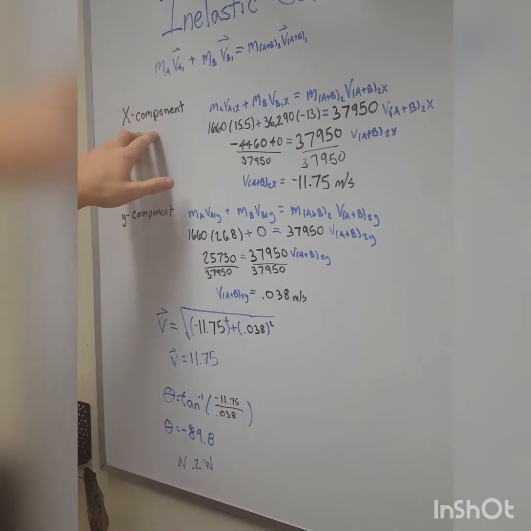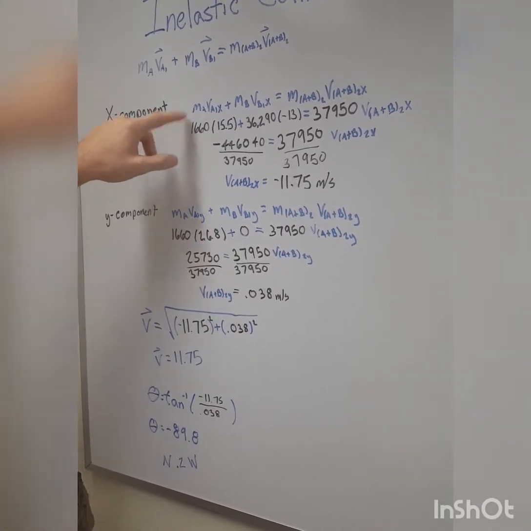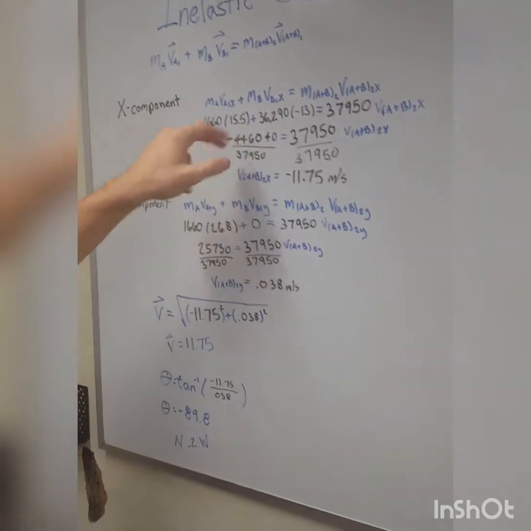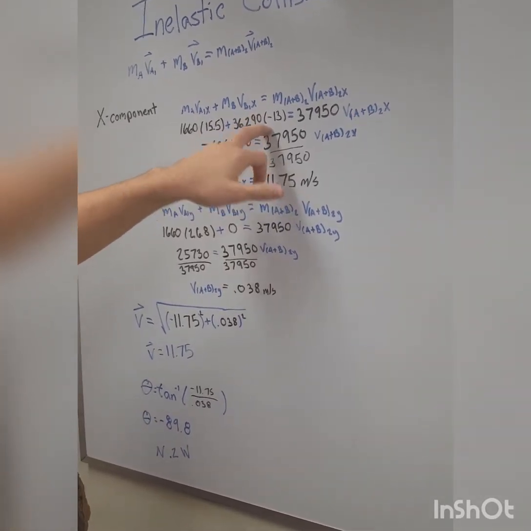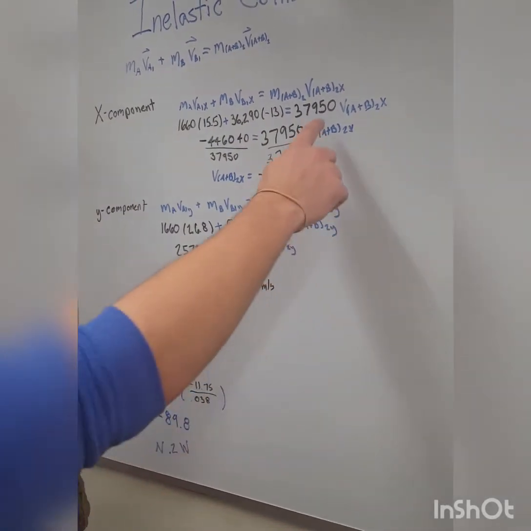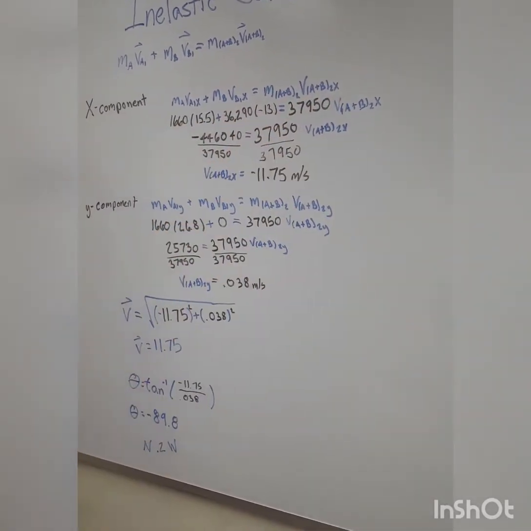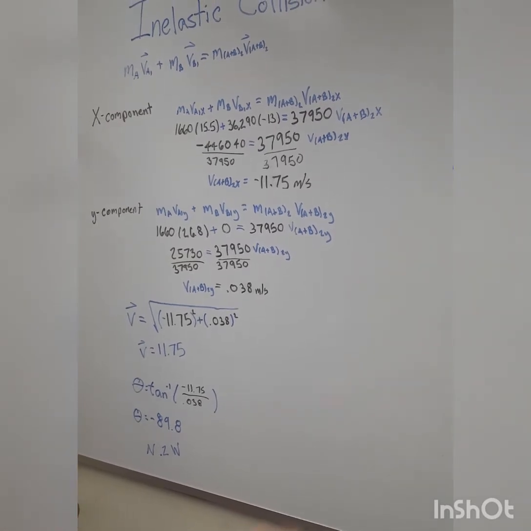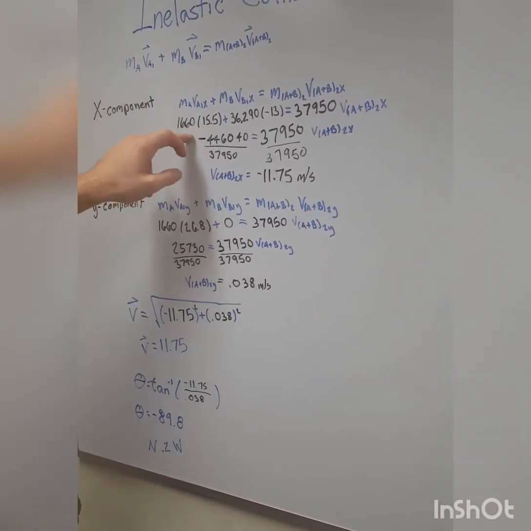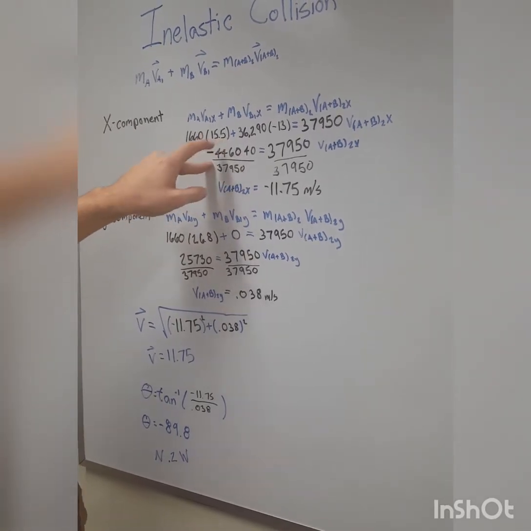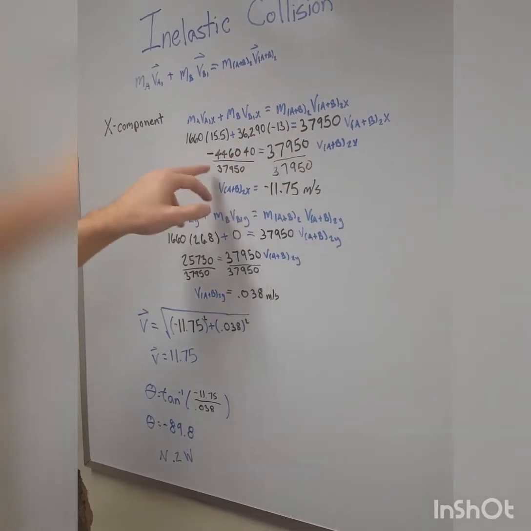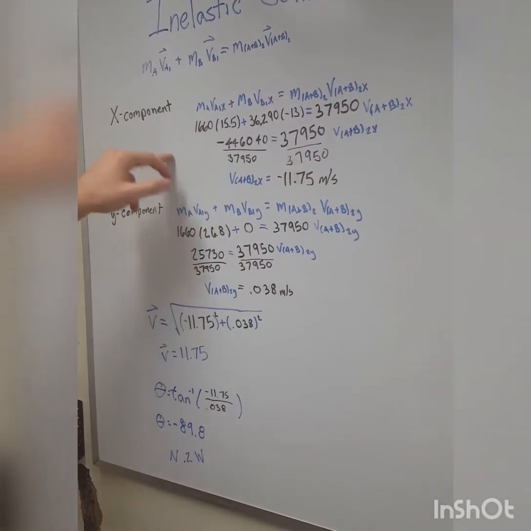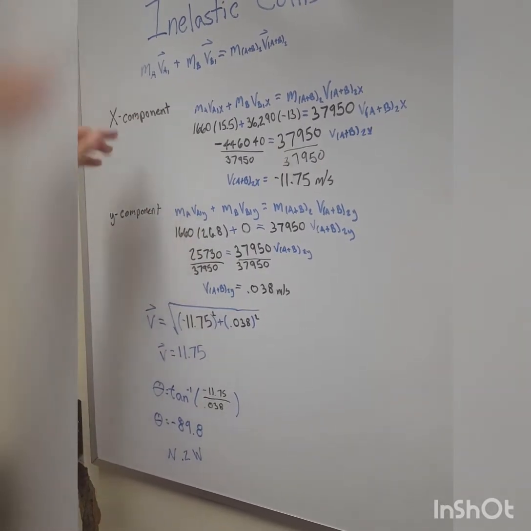So first we need to find our x component. We're going to plug in the mass of A and then the velocity of car A on the x, which is going to be 15.5, and we're going to add it with the mass and velocity of car B. And our total for the cars added together is going to be 37,950. So we're going to multiply these together, which is going to get us this number right here, and then we'll add it right there. We're going to set it equal to our total mass and divide the two. So it's going to give us our x component, which is going to be negative 11.75 meters per second.